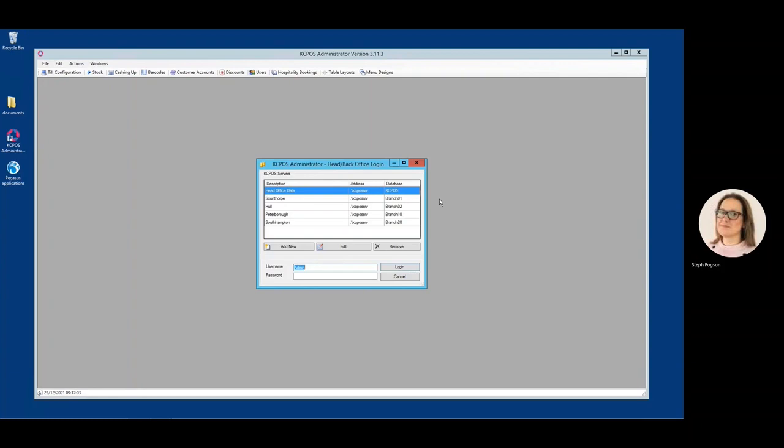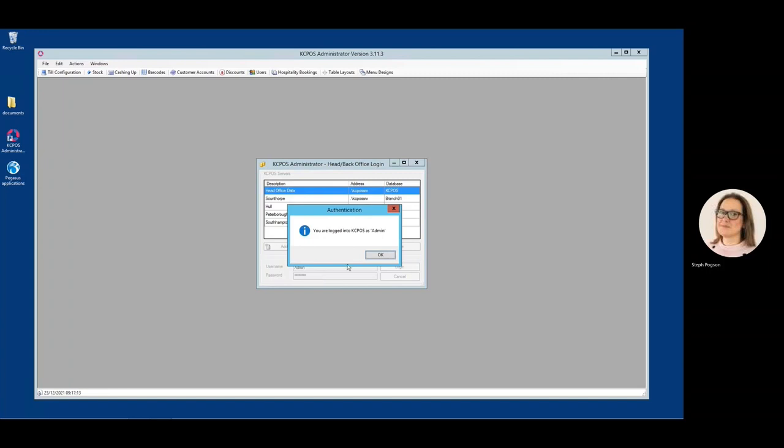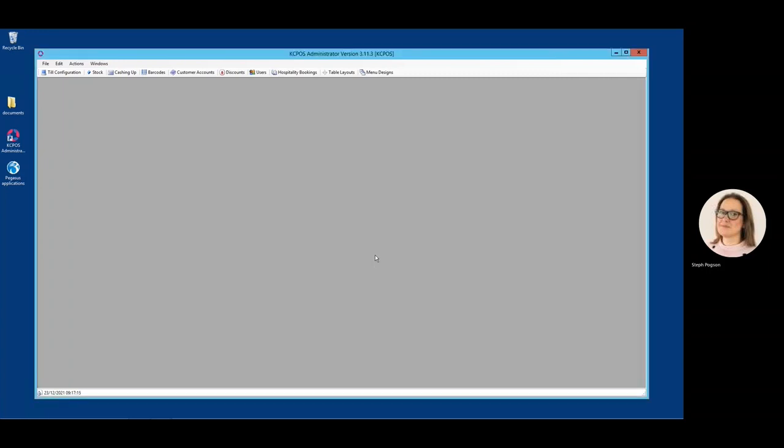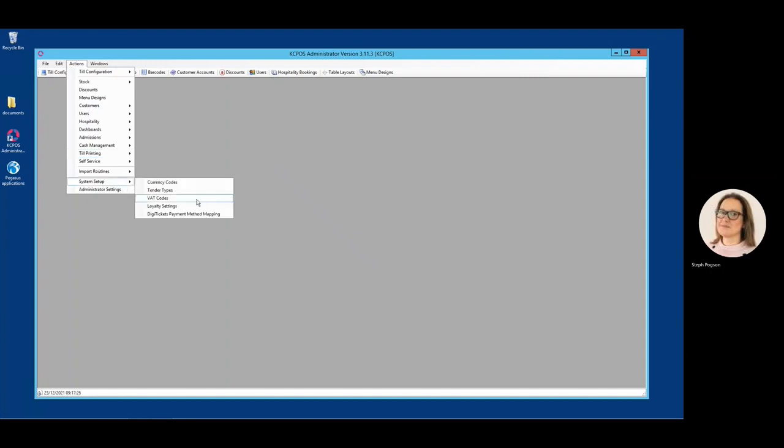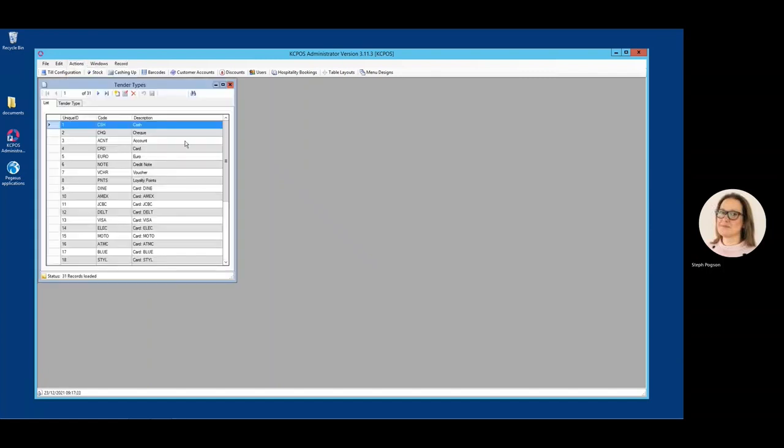KCPOS can be configured to control settings either centrally across all of your sites, outlets or tills, or on a branch by branch basis. My system is configured to control things like tender types and VAT and currency based on the settings coming out of Opera and back in again at a head office level. So I'm going to log into my main data. We extract from Opera alongside those customers, suppliers and stock information, the VAT rates, and if you've got it, the multi-currency information held in the multi-currency module.